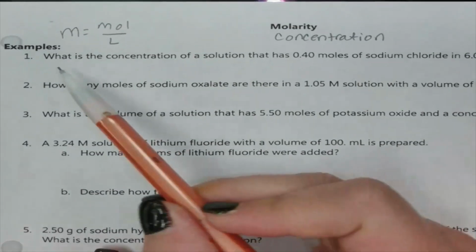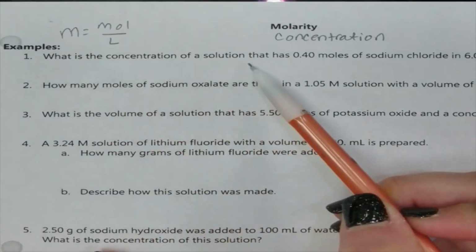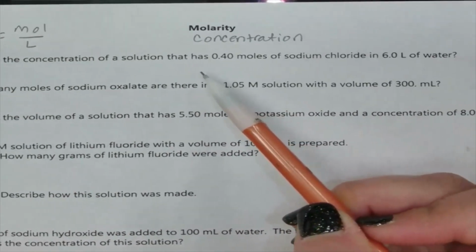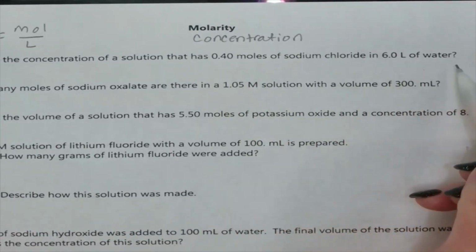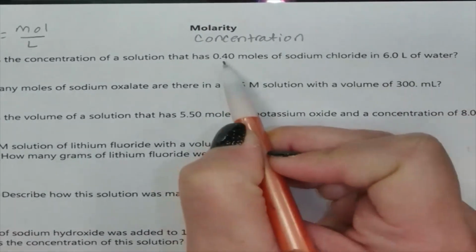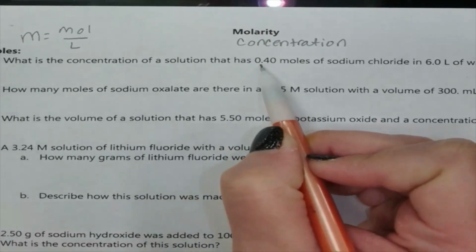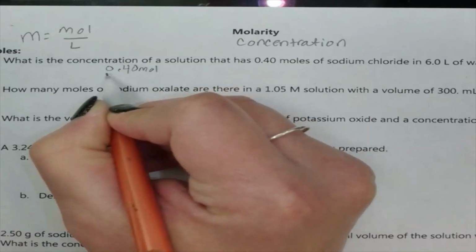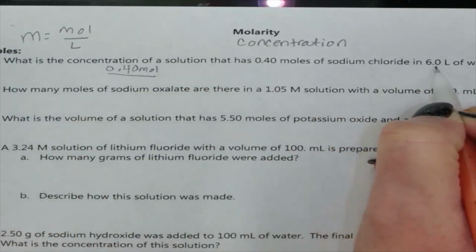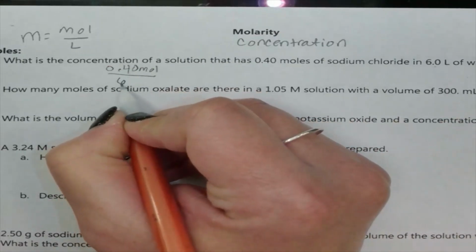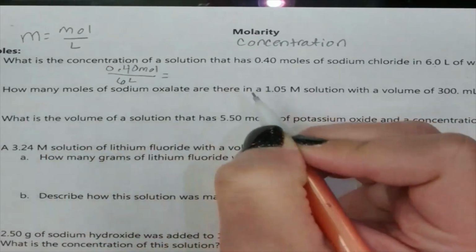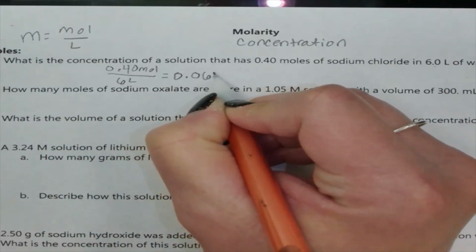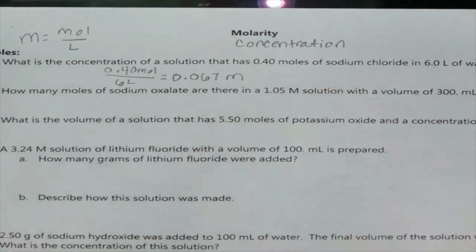Okay, so what is the concentration of a solution that has 0.4 moles of sodium chloride in a 6-liter solution? So we are going to take our moles of sodium chloride, 0.4, and divide that by our volume in liters, 6 liters. And when we plug that into our calculator, we get 0.067 molar.